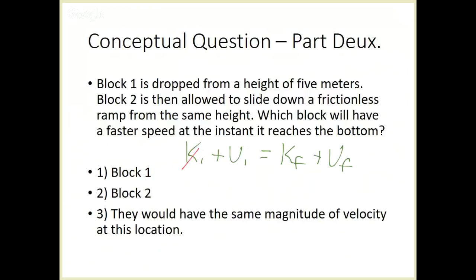Well, K initial is 0. They drop from rest. U final is 0 because it gets to the bottom. So mgh initial equals 1/2 mv final squared. Notice that its mass doesn't matter, and the path it takes doesn't matter. If it falls over the same height, then it has the same speed at the bottom. That's why I had you all do the ramp and pendulum experiment to show that it's the same velocity if the same drop in height happens.